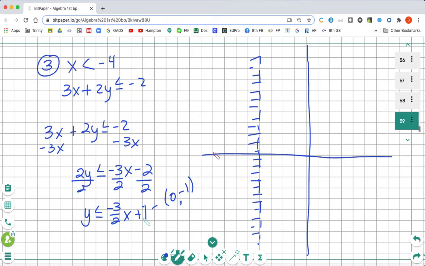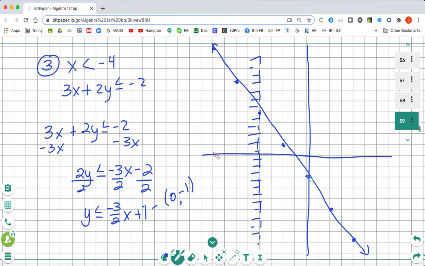So now we're going to go ahead and go to 0, -1. We're going to go down 3, to the right 2, down 3, to the right 2, up 3, to the left 2, up 3, to the left 2, up 3, to the left 2, and up 3, to the left 2. Now this one is also a solid line. And we're looking for the values that are less than. So we're going to go to our starting point and look for the y.